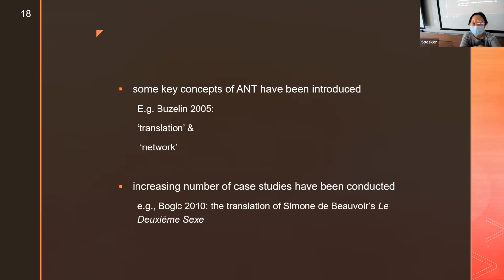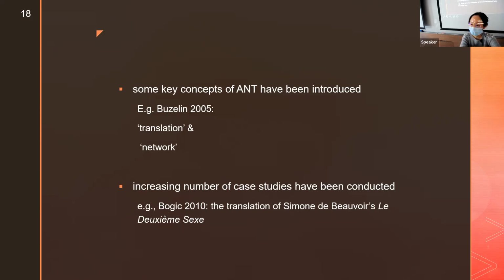By the time I was doing my research, the state of the art of the field was that some key concepts of ANT had already been introduced. For example, Buzelin, in a very early paper that deals with ANT-guided research on translation, introduced translation and network, and an increasing number of case studies had also been conducted.